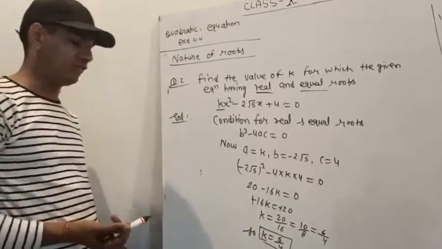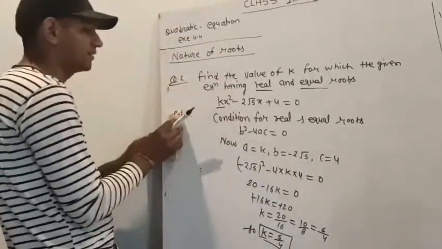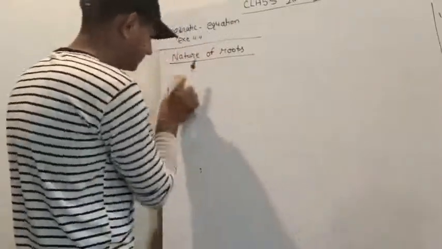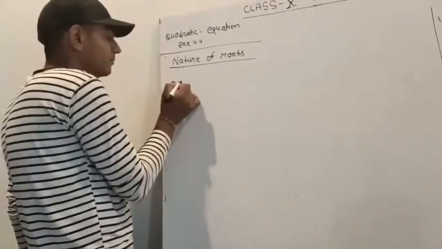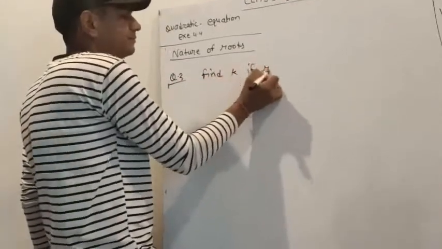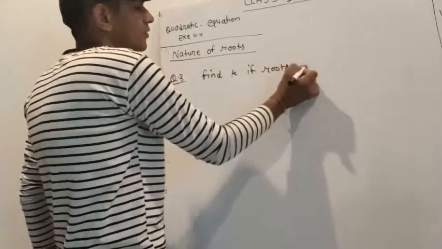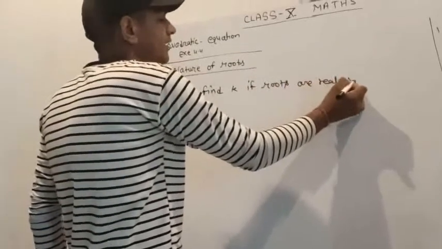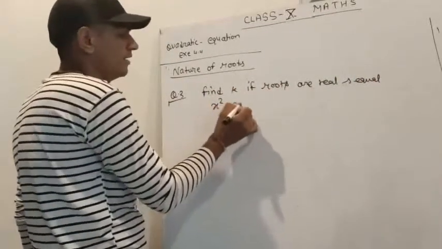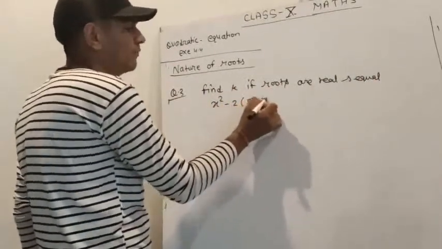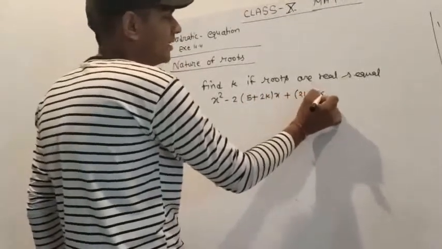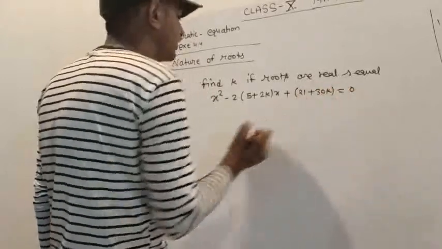Okay, look at the next question, question number three. It is the same type of question. Find k if roots are real and equal, and the equation given to you is x square minus 2 times (5 plus 2k) x plus 21 plus 30k equals 0. Same question.